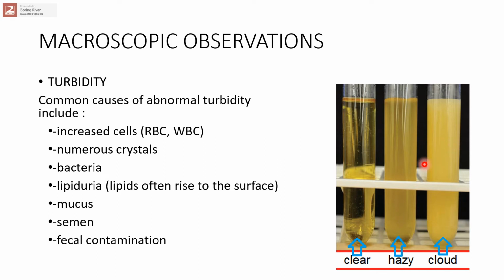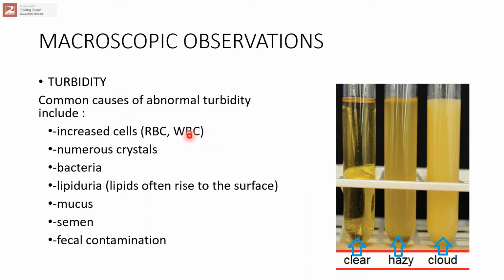Those crystals are called casts, and the presence of casts sometimes determines the different types of kidney diseases. So the presence of casts, C-A-S-T-S, if you've watched the video lecture, you know what casts are. And casts indicate upper urinary tract disease rather than lower urinary tract disease.